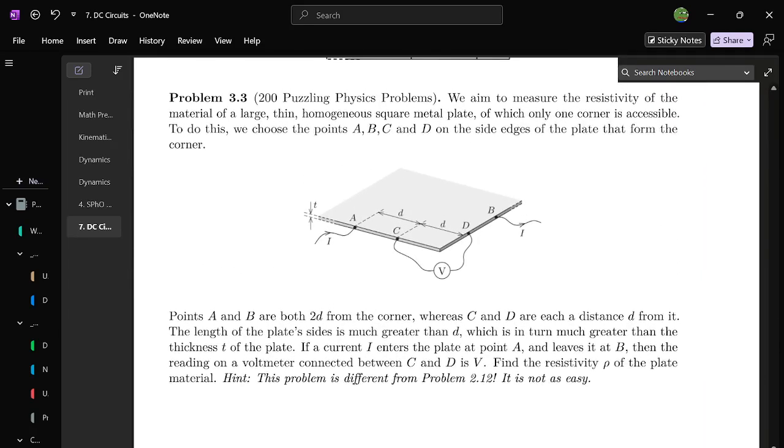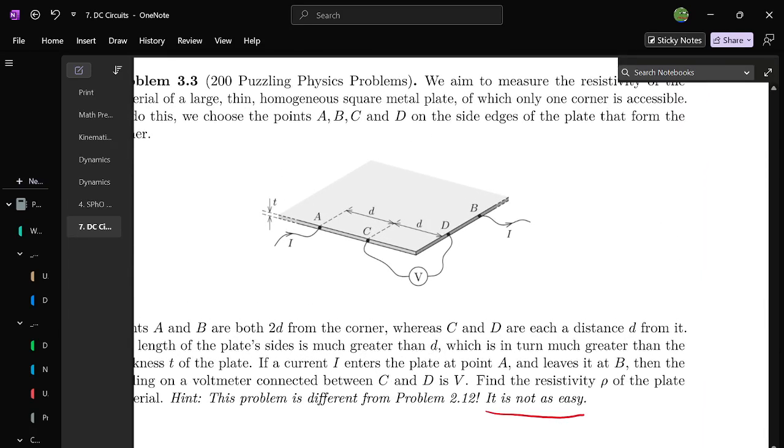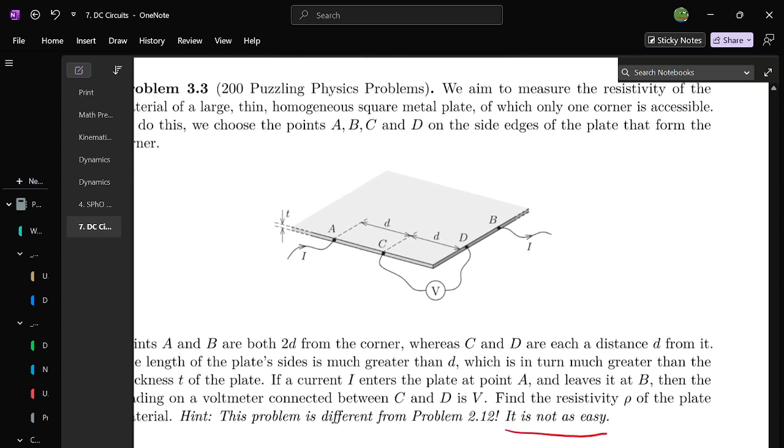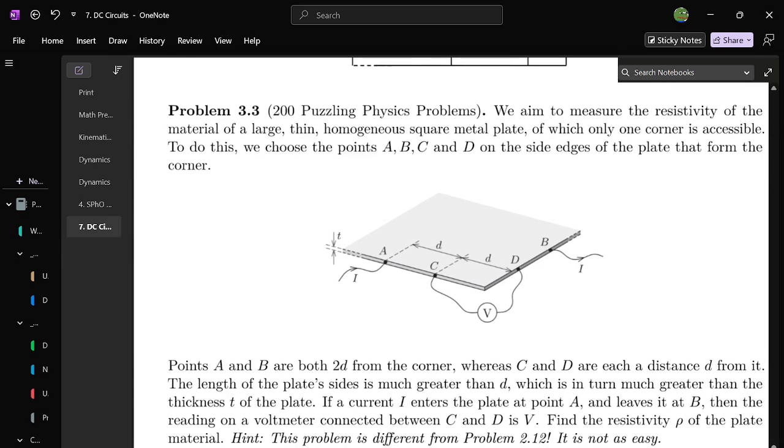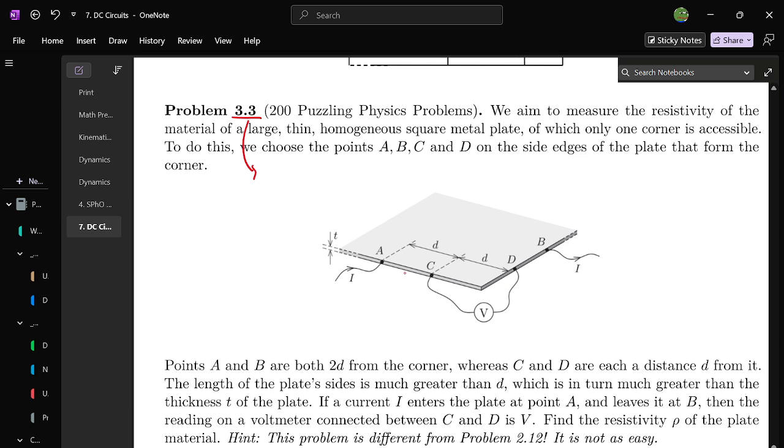But why do I say it's not as easy? Because in problem 2.12, the plane was infinite. But in problem 3.3, the plane is not infinite because your current is going in and being taken out from the sides of the plane. So the plane is not infinite here because these are the sides.